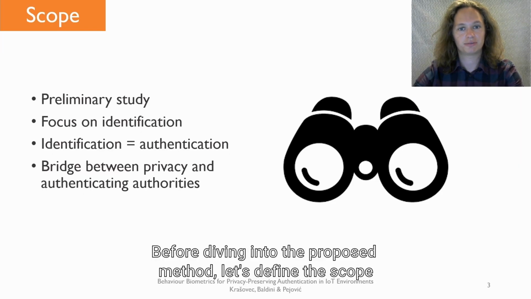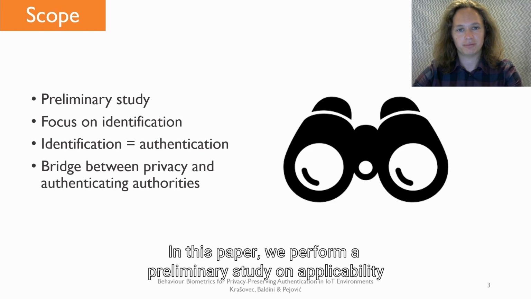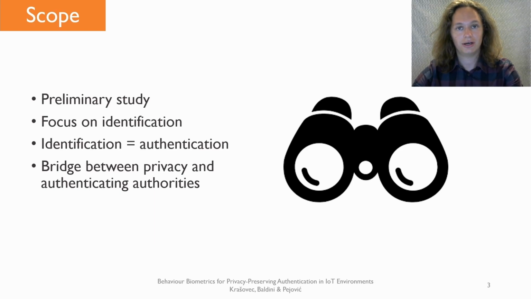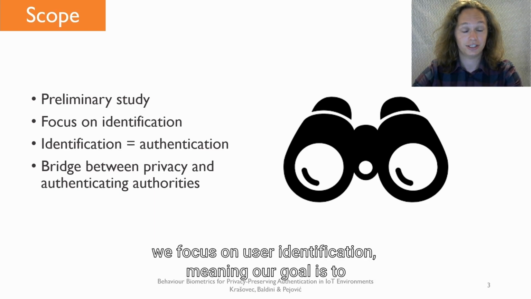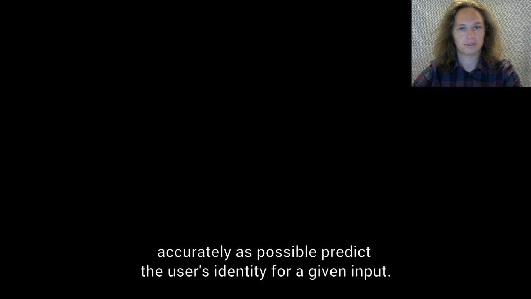Before diving into the proposed method, let's define the scope of our work to prevent further confusion. In this paper, we perform a preliminary study on the applicability of adversarial learning for privacy-retaining authentication systems. While we interchangeably use identification and authentication, we focus on user identification, meaning our goal is to predict, as accurately as possible, the user's identity for a given input.